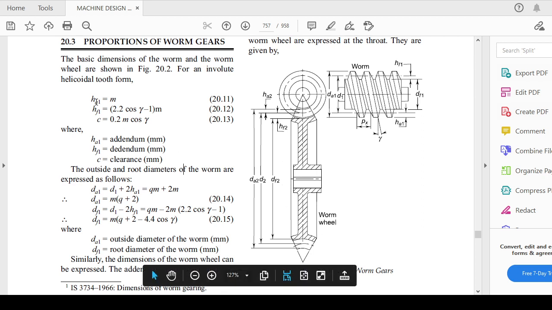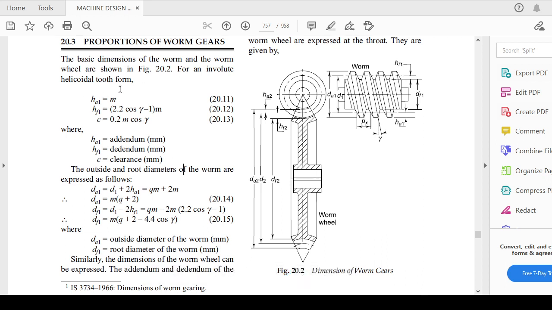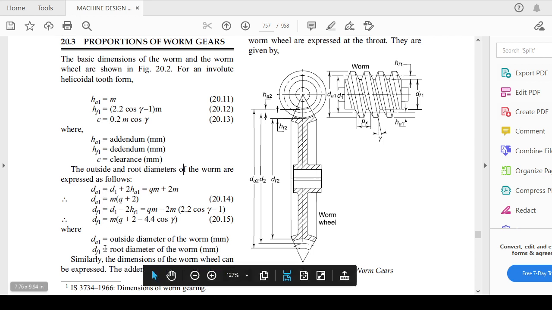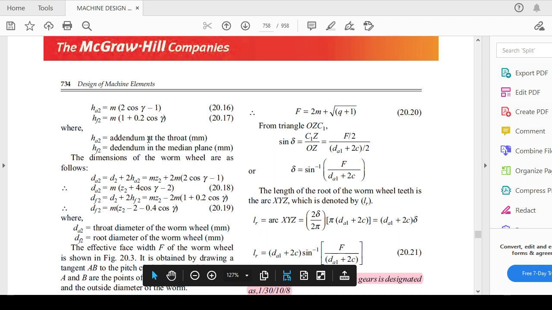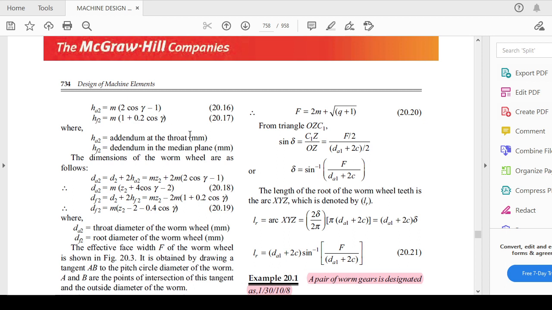Similarly, the formulas for the involute helicoidal tooth form of worm gear are: ha1, the addendum of the worm, equals m, and the dedendum of the worm equals 2.2 cos gamma minus 1. This gamma you can calculate with the help of the formula shown in the previous sessions. The outside and root diameter of the worm you can calculate with the help of dA1 and dF1, where dF1 is the root diameter of the worm and dA1 is the outside diameter of the worm. Similarly, you can calculate the addendum of the throat and the dedendum in the medium plane, which is hf2.